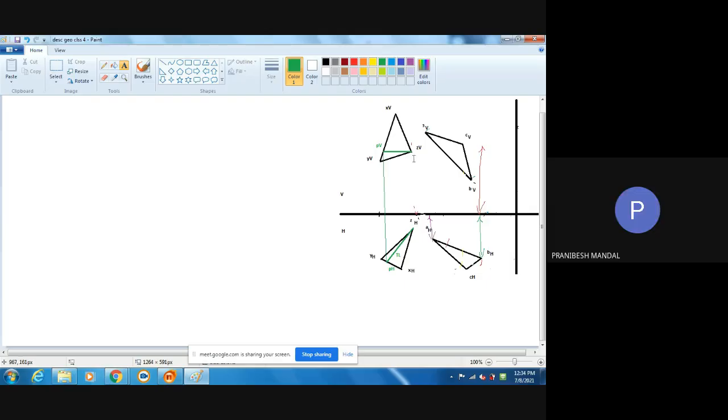See, ZP is a line on XYZ plane, isn't it? Yes, sir. And it is parallel to the intersection of VH, isn't it? Yes, sir. So you will get the true length of ZP in the H plane, isn't it? And if you get the true length of any line, and if you get a plane perpendicular to that, you are going to get the H view, isn't it? Okay.